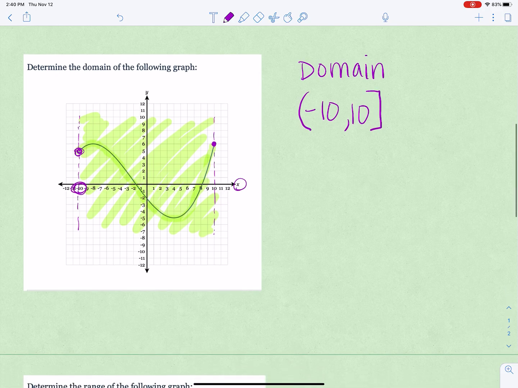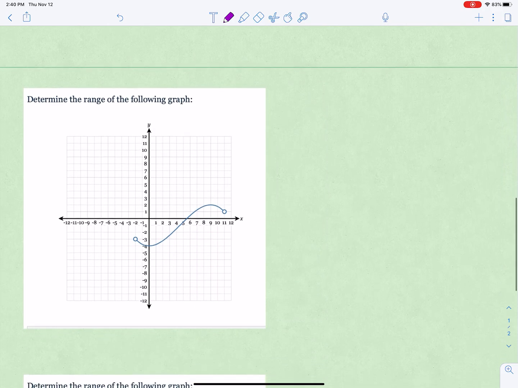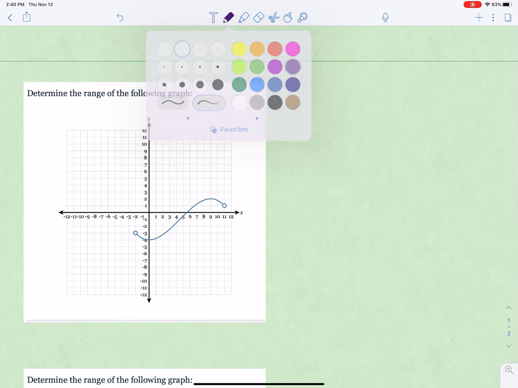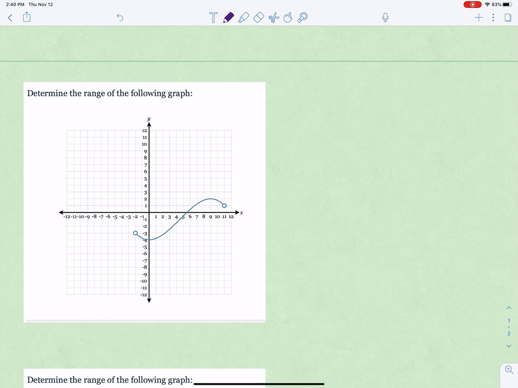Okay, now let's take a look at range. For range, we have to look at our y-axis. Here's our y-axis, and we're going to look for the range. That means all the possible values within the y-axis. So I'm going to go ahead and sketch my line. Notice that my line touches up here at 2. Even though the end of the equation is at 1, it does peak at 2. So that does get counted. That 2 does get counted.